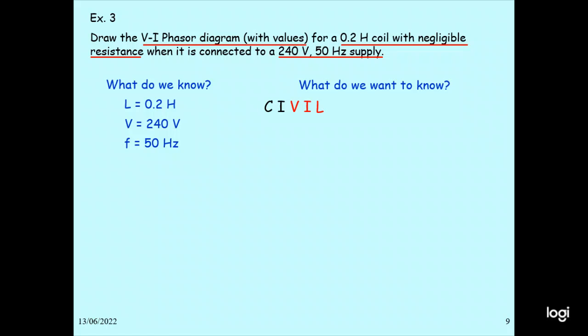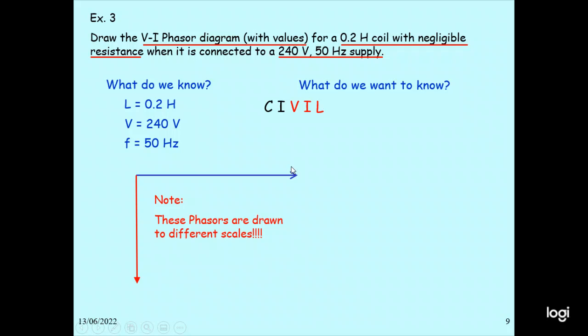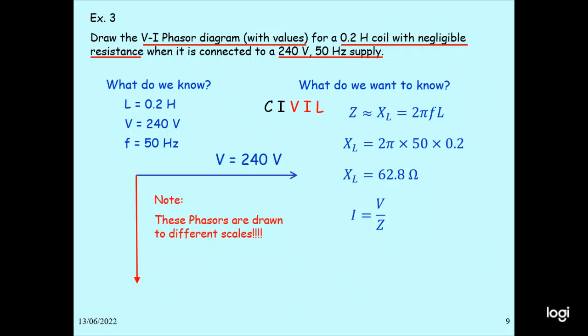What do we want to know? I, V, I, L. So in this case, this will be the phasor drawing, different scale, voltage 240 volt. So I equal to V by Z. So in this case, XL equal to 2π into 50 into 0.2, you got 62.8. I equal to 240 by 62.8, so 3.82 ampere we got.